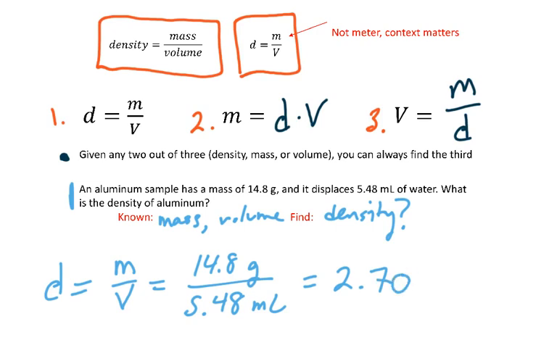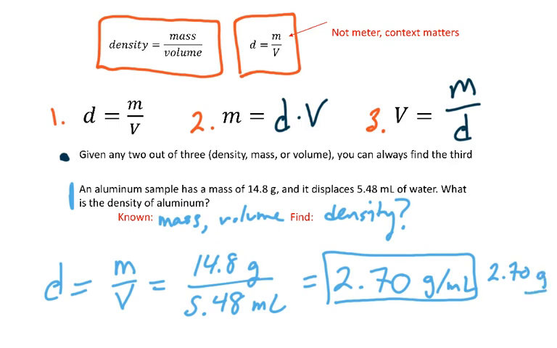And now what do we do with the units? Well, the units of density are grams per milliliter. Remember, this is one of those derived units. It's a ratio. And you can write it as just like this, g/mL. Another way that you could write it is as 2.70 grams over milliliters explicitly. But a more common way is right here.